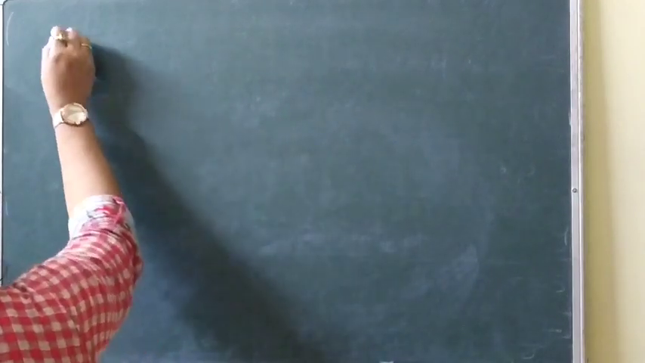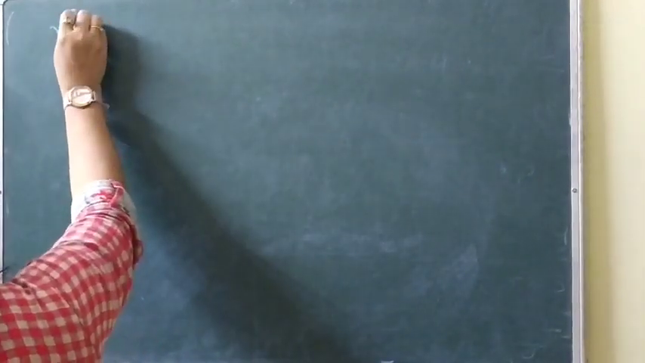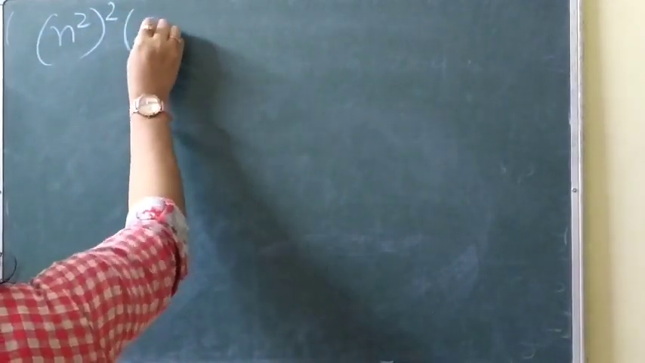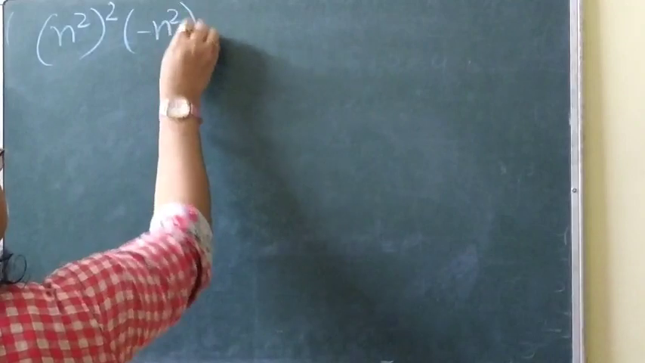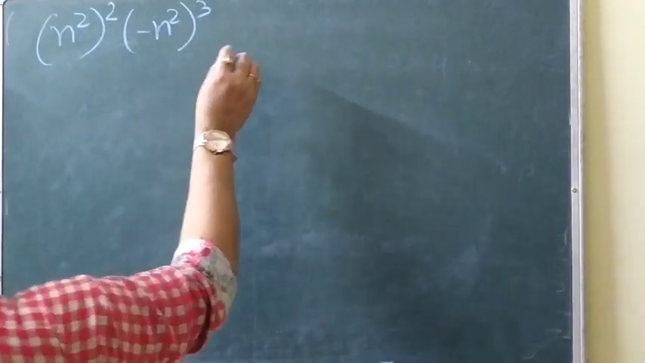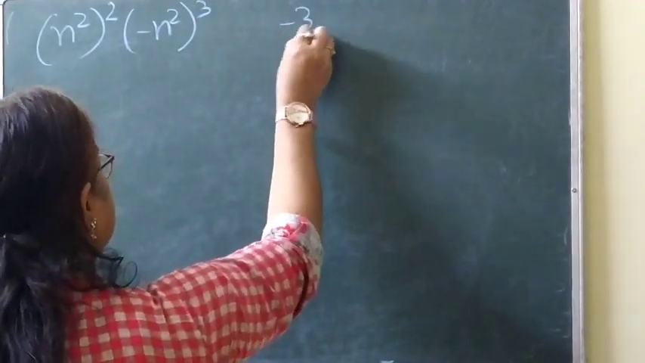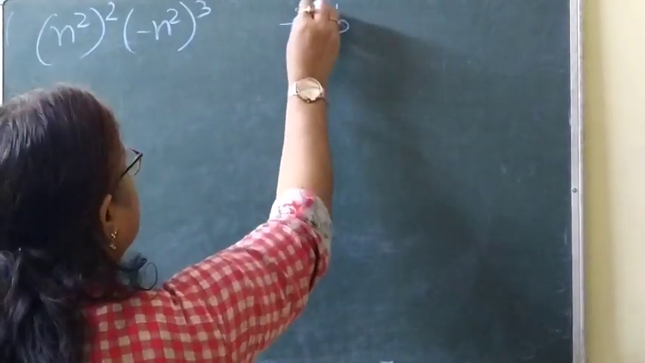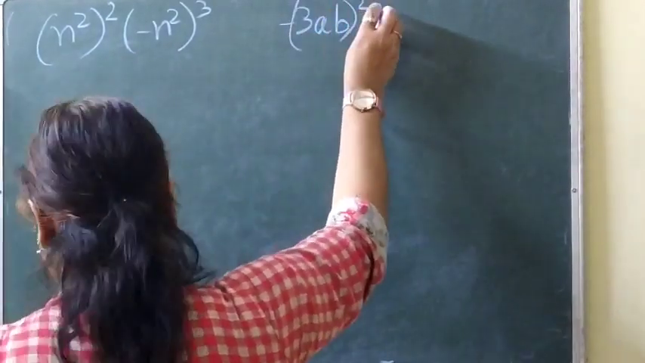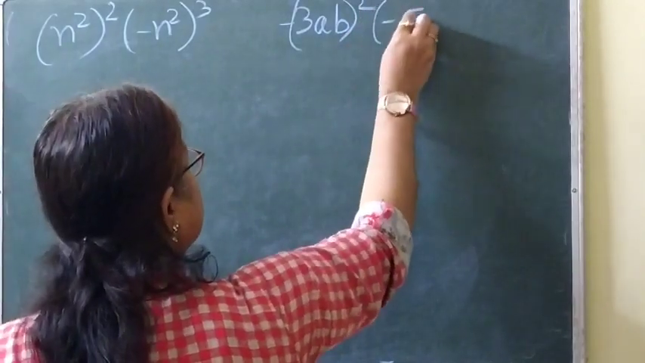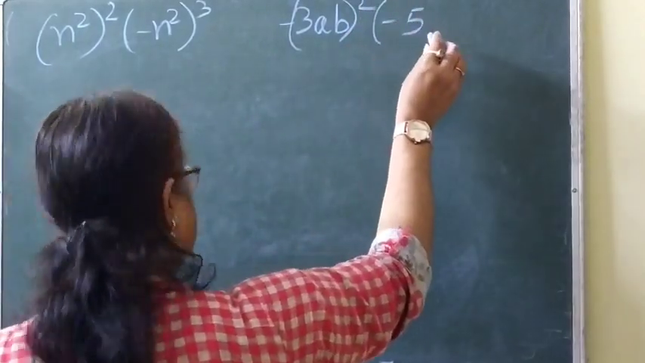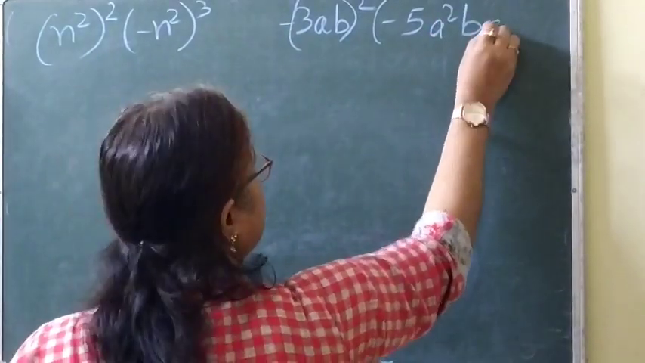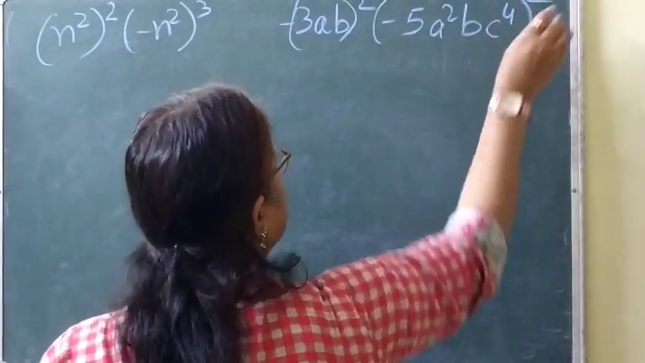Now, next, the question is n to the power 2 and here 2, then minus n to the power 2 and then 3. Question is minus 3 AB square, then minus 5 A square B C to the power 4 and then square.